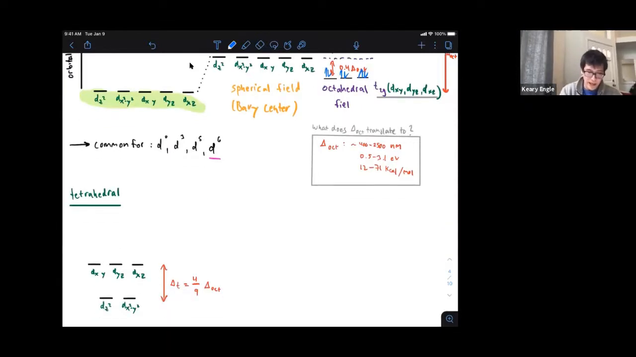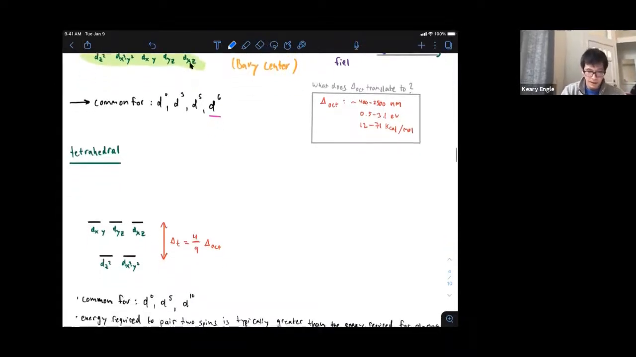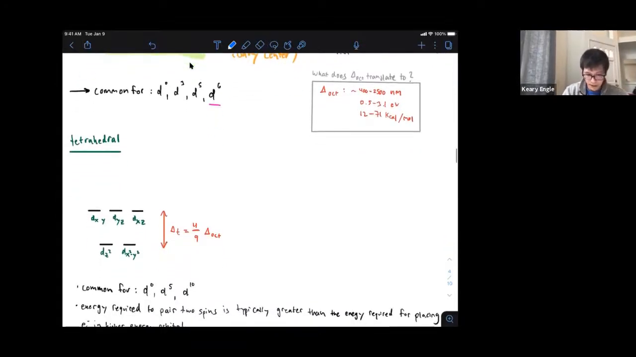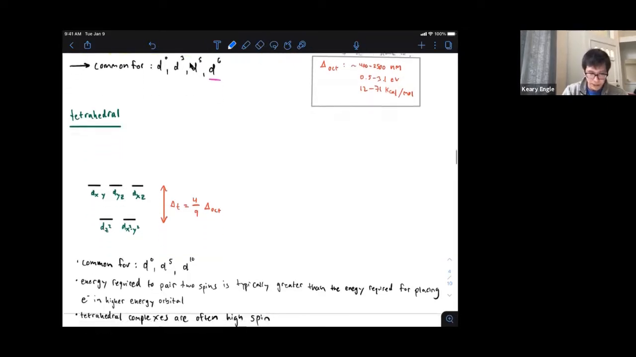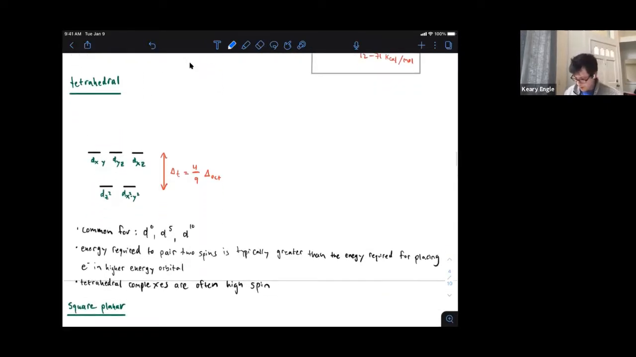Okay, so that's octahedral field, and I discussed that in a fair amount of detail. The next ones I'll go through quickly because it's essentially the same framework applied again and again.